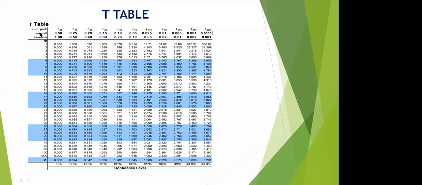Here it is mentioned, one-tailed, two-tailed. So if we are considering a one-tailed test, we should go with this row. And if it is two-tailed, we should go in this row, like this one. It is mentioned on the right side, one-tailed and two-tailed.